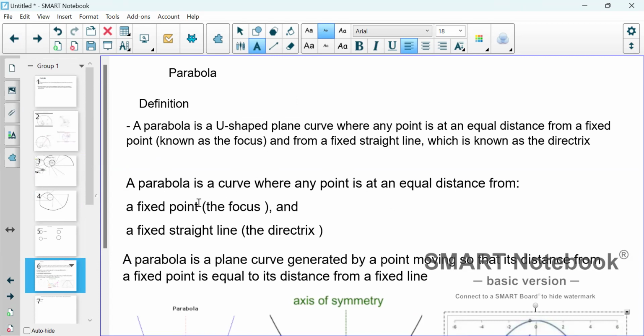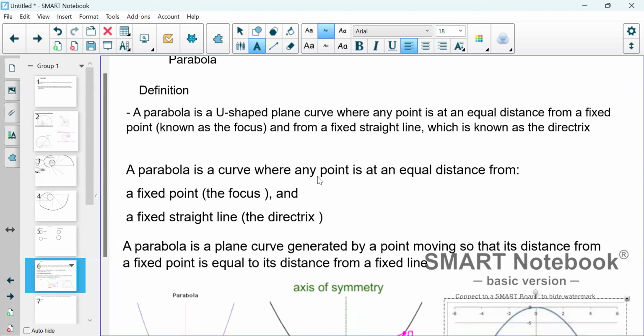So basically, it's a U-shaped plane curve where any point is at an equal distance from a fixed point known as the focus, and from a fixed straight line, which is known as the directrix. So keep in mind important words there, right? Focus and directrix. So the fixed point is called a focus, and a fixed line is called the directrix. So when we go into the construction, you'll see exactly what we're talking about.